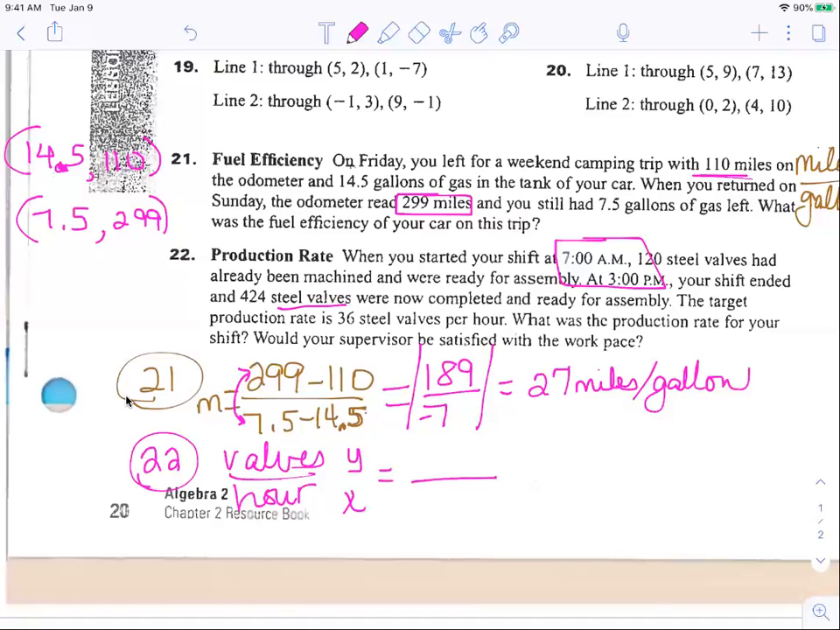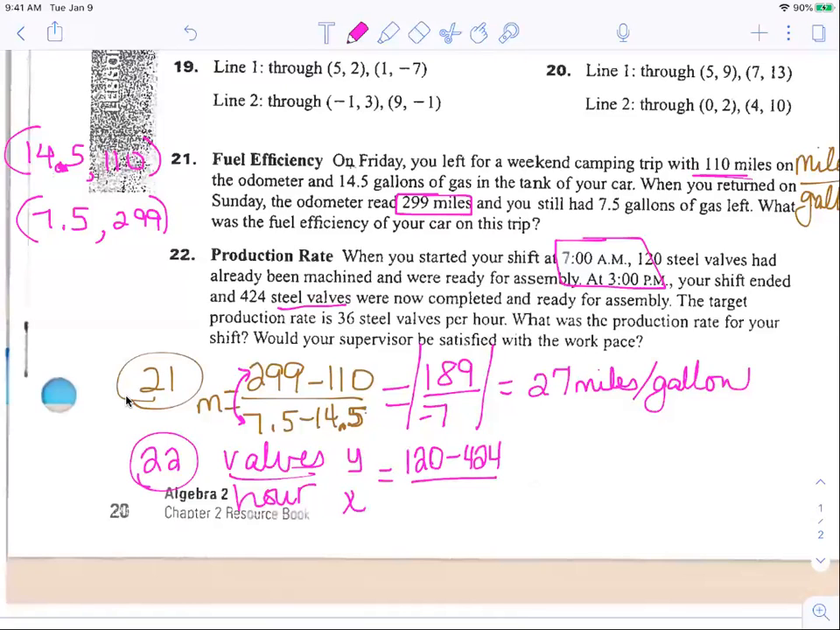Okay, so what I did was I did 120 minus 424. And then on the bottom, I counted the hours. So you start with 1 hour and then you count like 7 to 8, 8 to 9. And that was 9 hours.